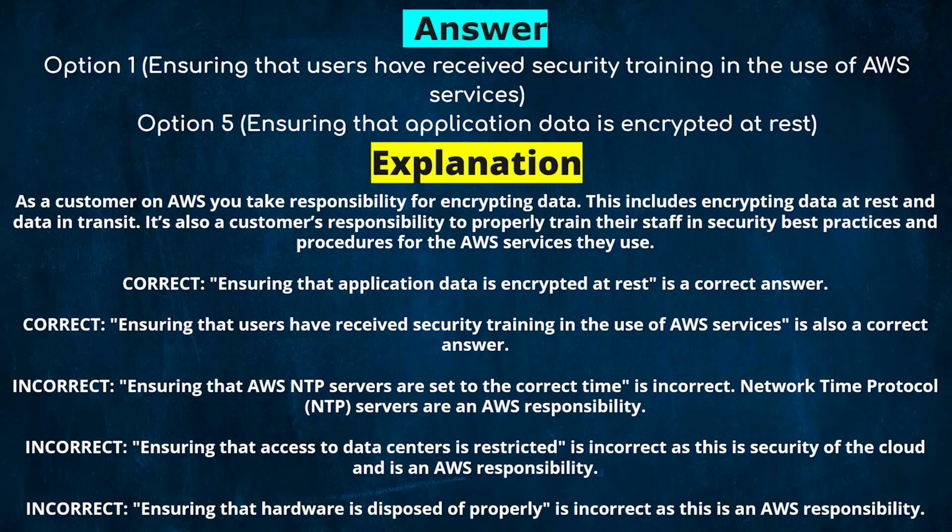Ensuring that AWS NTP servers are set to the correct time is incorrect. Network Time Protocol NTP servers are an AWS responsibility. Ensuring that access to data centers is restricted is incorrect, as this is security of the cloud and is an AWS responsibility. Ensuring that hardware is disposed of properly is incorrect, as this is an AWS responsibility.